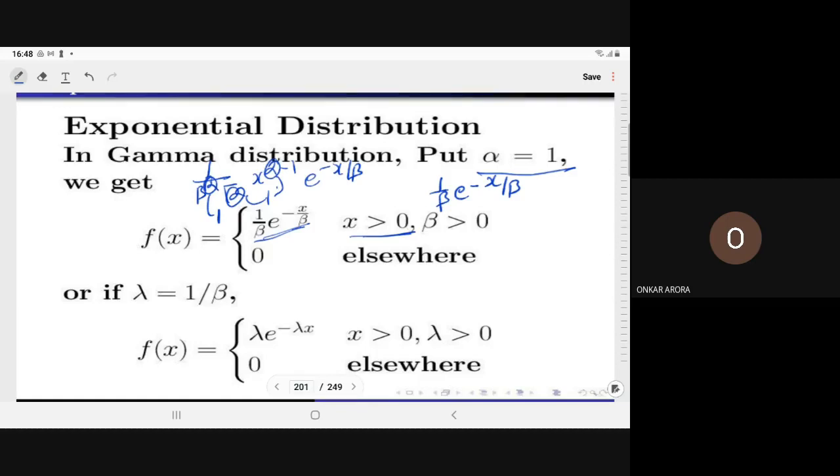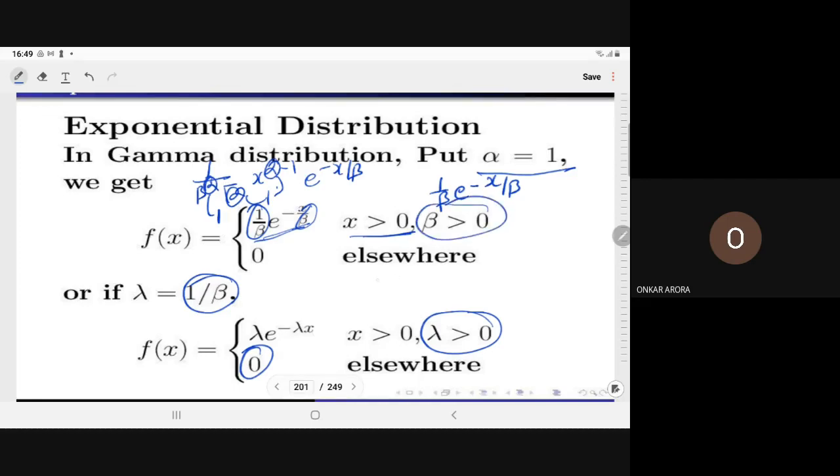This 1 upon beta can also be written as lambda. So 1 upon beta is equal to lambda, and it can be written as f(x) is equal to lambda e to power minus lambda x for x greater than 0 and lambda greater than 0. If you do not take beta greater than 0, then 1 upon beta will create a problem. Elsewhere it is 0. So always we have to consider either lambda greater than 0 or beta greater than 0.